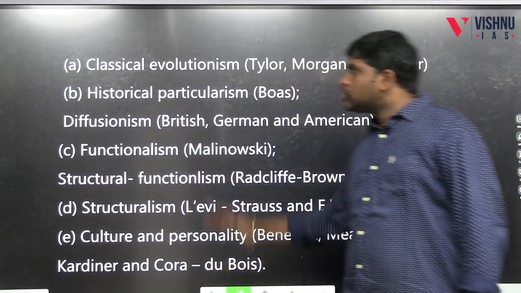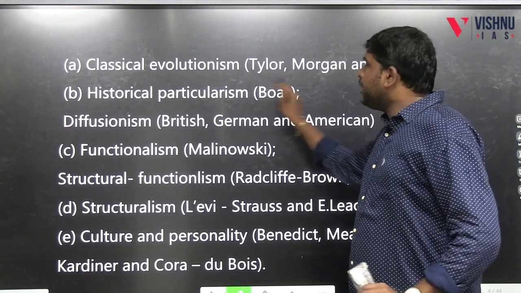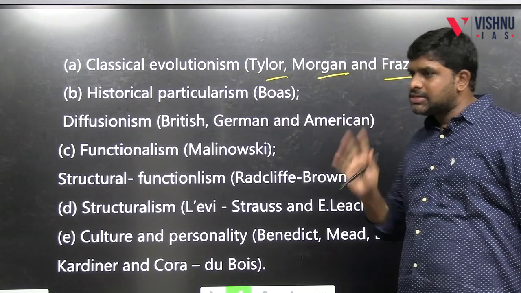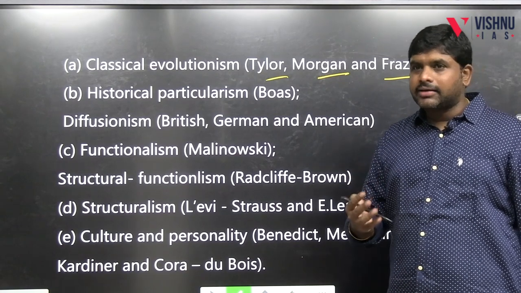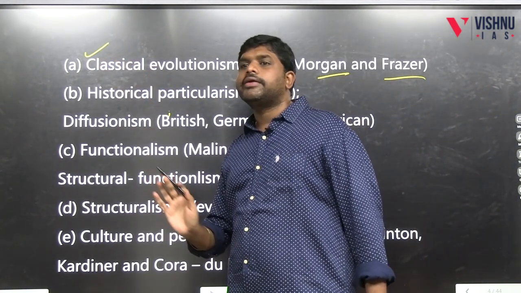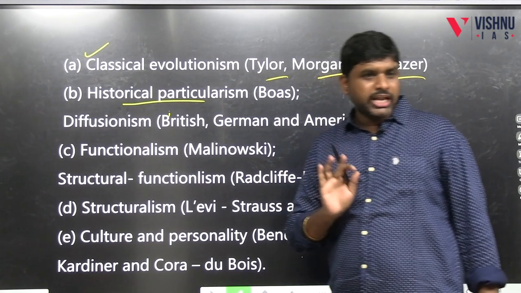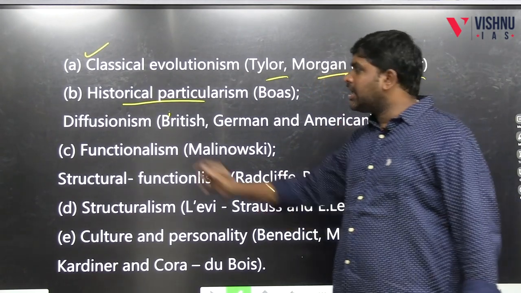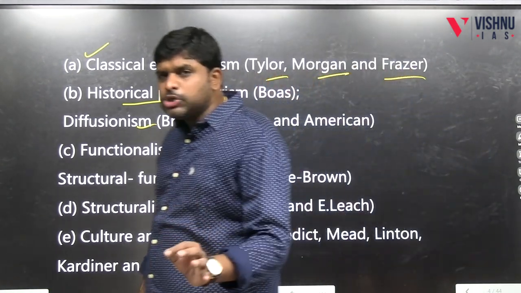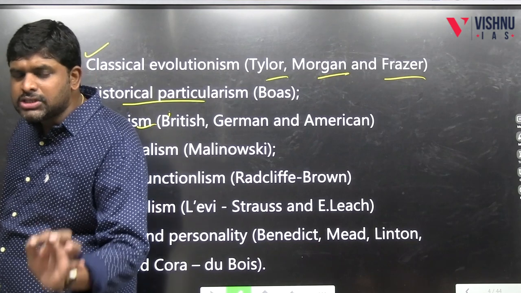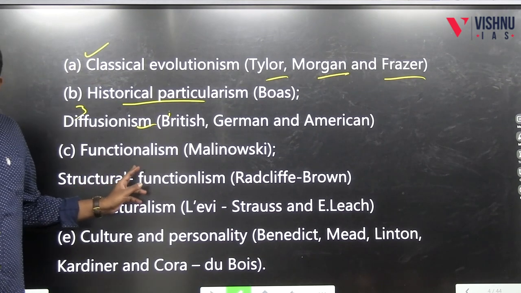The first school is called classical evolutionism. In this, E.B. Taylor, Henry Morgan and James Fraser, three people are there. You have to tick it when it is completed. Second, historical particularism, Franz Boas. Number 3, diffusionism, which is big. In diffusionism we have 3 schools: British school of diffusionism, German school of diffusionism, and American school of diffusionism.